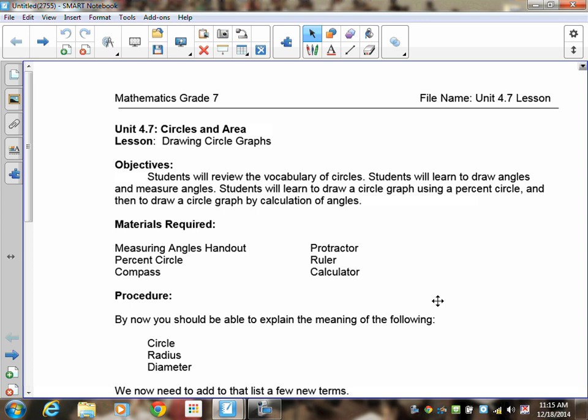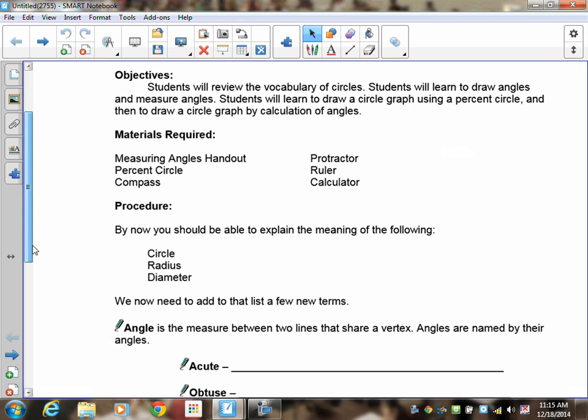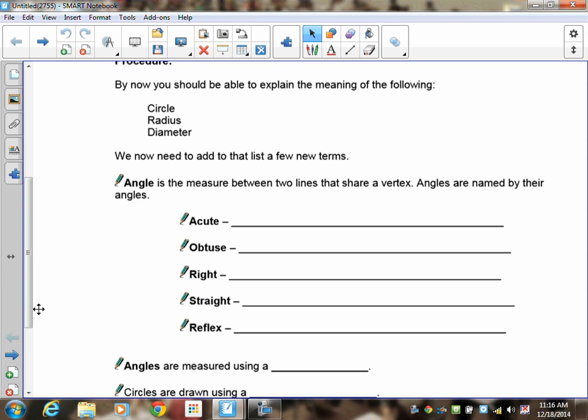So at this point now that we're in lesson 4.7, you should be able to tell me the definition of a circle, a radius, and a diameter, and you should understand at a very high level what these three things are. So for example, a circle is a closed loop where the distance from the center to the outside of the line never changes. The radius is always from the center of a circle out to the line, and the diameter is the distance across the center of a circle going through the middle, and it's the largest possible chord.